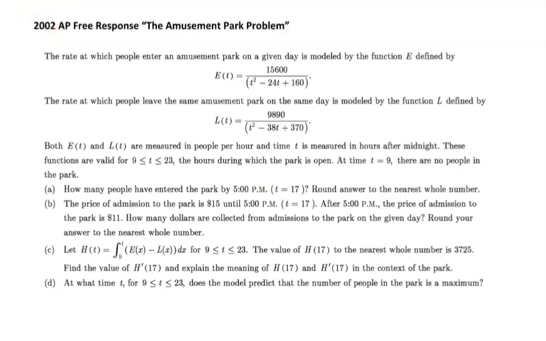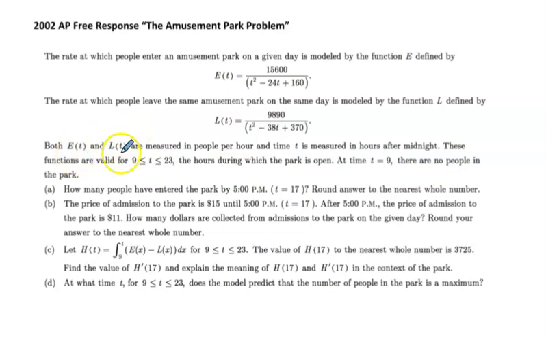Okay, it's time to do the 2002 very famous AP free response problem called the amusement park problem. The rate at which people enter an amusement park is given by this function E of t, and the rate at which people leave the same amusement park on the same day is modeled by L of t.